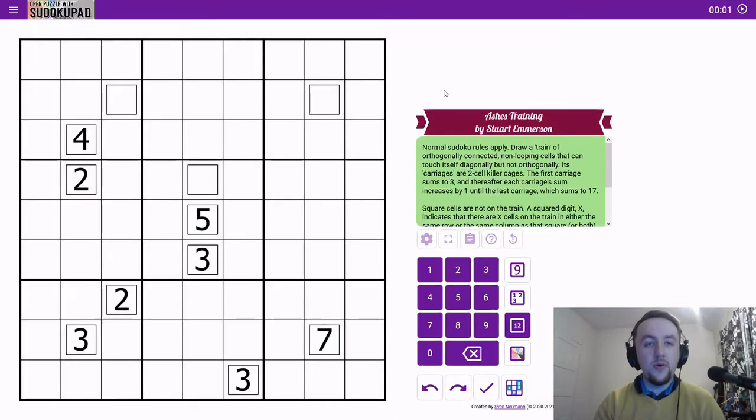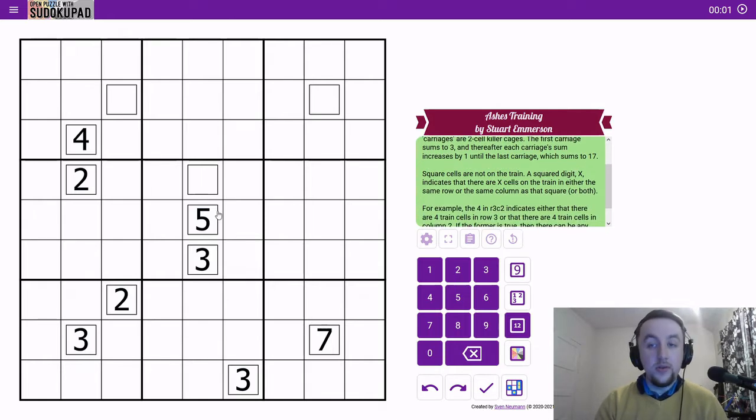Right, the third one has a slightly different rule set. We have squared cells rather than circled cells here. The train is exactly the same, so again we need to draw a train of orthogonally connected non-looping cells, etc. The carriages sum to 3, 4, 5, 6 and all the way up to 17. Square cells are not on the train. That's the same as the circled cells.